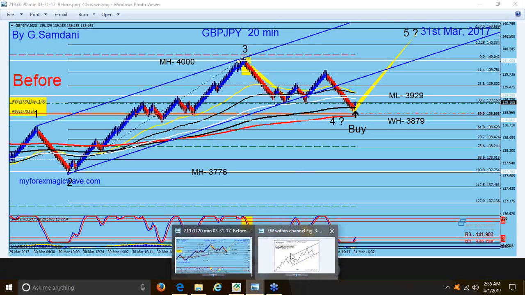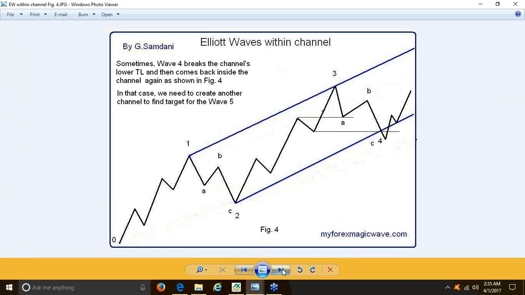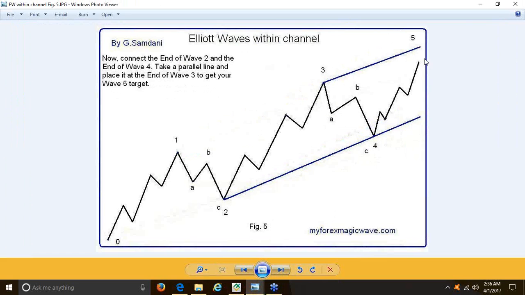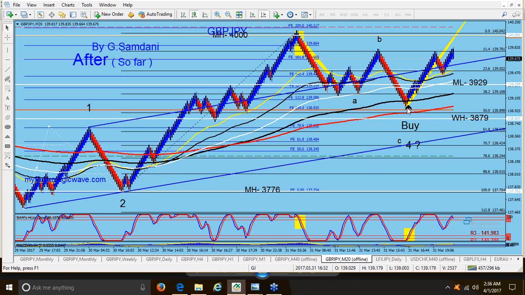But the picture is not showing the channel, right? Watch this one. It comes out a little bit, usually. And then it goes back inside the channel and then goes up, and it will end wave 5. So we are here right now after bouncing from wave 5. And you can see here, I took the trade from here and it went up over there.